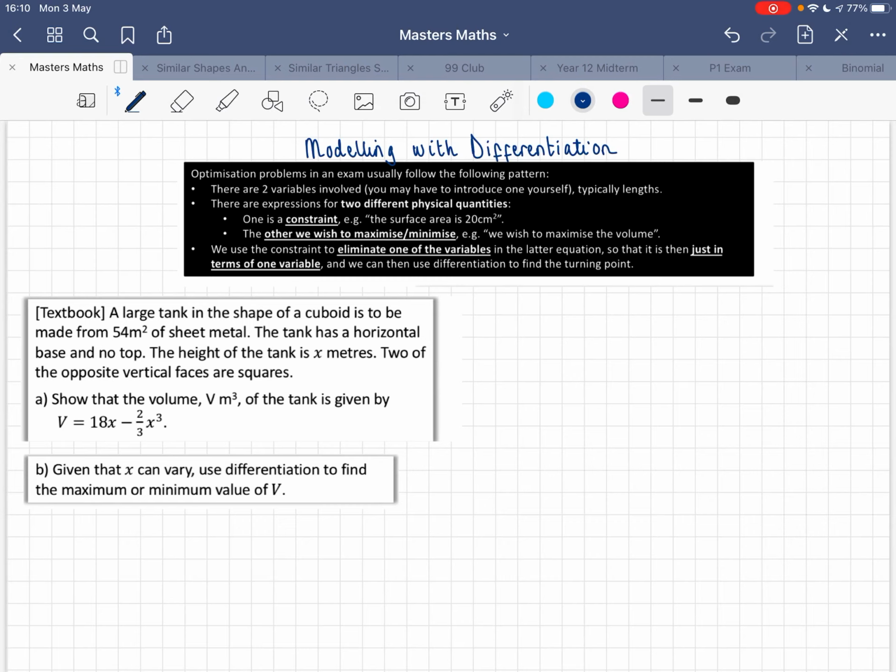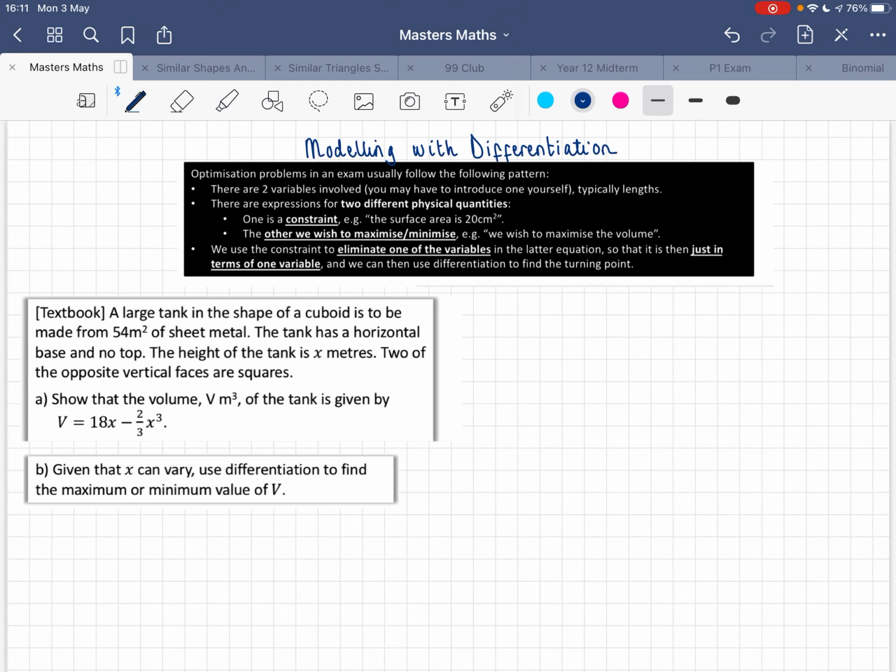So you'll usually have two variables, and often one of them you have to introduce yourself, usually about lengths, because we're usually talking about volume or surface area or something like that. And then there'll be expressions for two different quantities. One is a constraint where it has to be equal to something. They'll tell you the surface area is 20 centimeters. And then the other is something that you want to maximize or minimize, depending on the question.